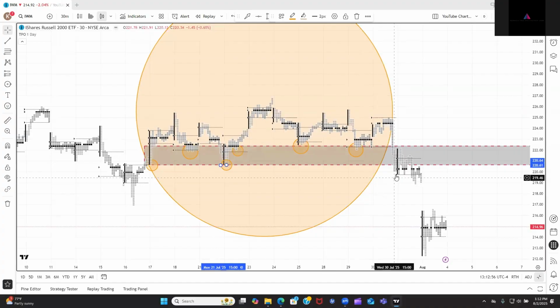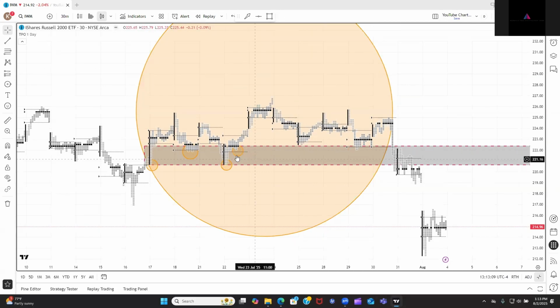Through liquidity. So now what happens? Now we ran through it, all this money. We come back into that area. And let me delete these circles. Now that we've run through liquidity and we're trading down, IWM is auctioning down.